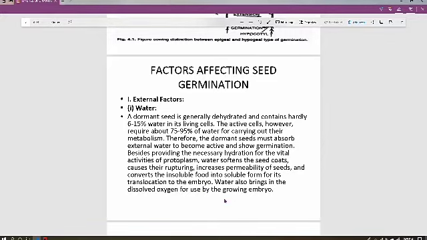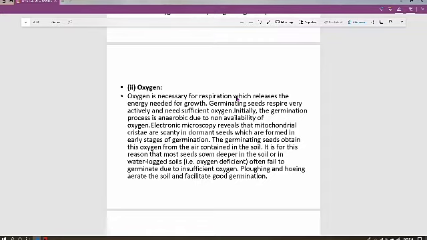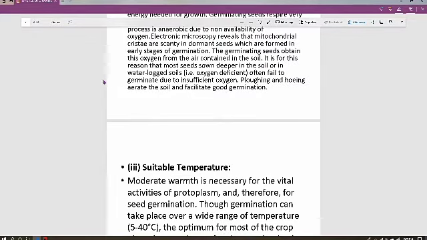Second factor is oxygen. Oxygen is necessary for respiration, which releases the energy needed for growth. Germinating seeds respire very actively and need sufficient oxygen. Initially, the germination process is anaerobic due to non-availability of oxygen. Electron microscopy reveals that mitochondrial cristae are scanty in dormant seeds, which are formed in early stages of germination. The germinating seeds obtain this oxygen from the air contained in the soil.